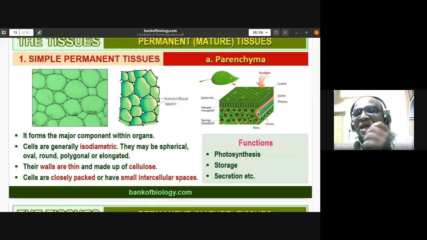The functions of the parenchyma are that they undergo photosynthesis, they help in storage of food, and they are also secretory in function. They bring about certain secretions. That is the role of the parenchyma.